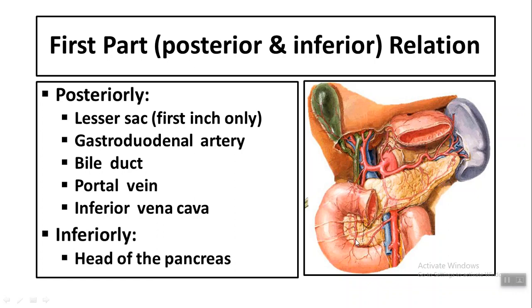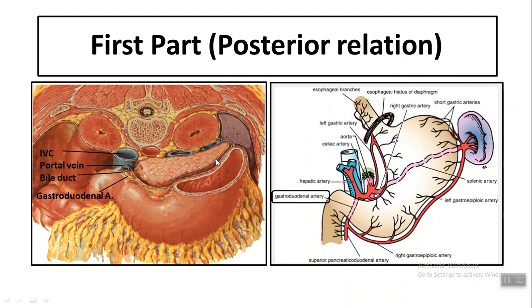What is the inferior relation? We can see it is the head of the pancreas. Another figure showing the posterior relation of the first part of the duodenum. We can see the lesser sac in the first inch only. Another important relation is the bile duct, gastroduodenal artery, portal vein, and more posteriorly the inferior vena cava. This is the gastroduodenal artery, and we can see how it is related posteriorly to the first part of the duodenum.